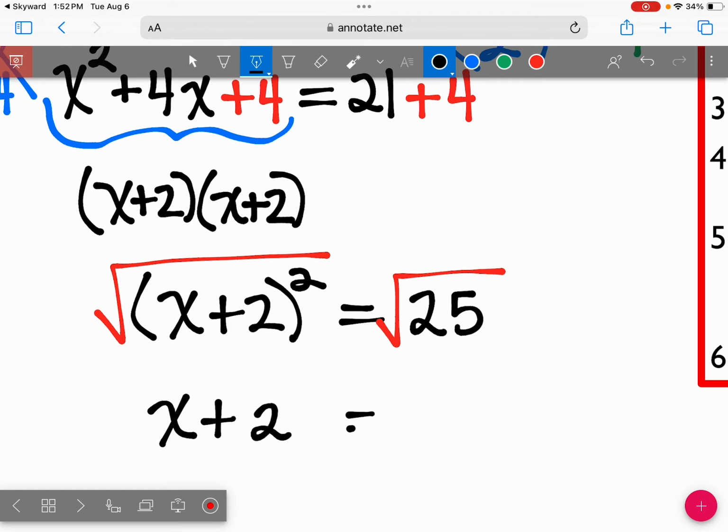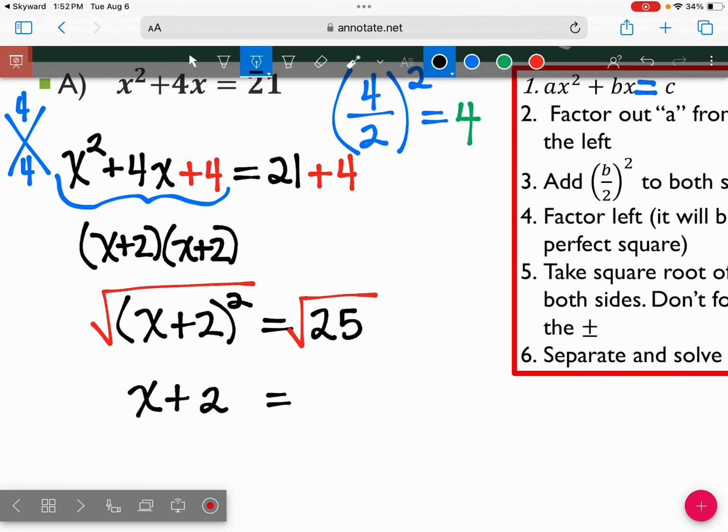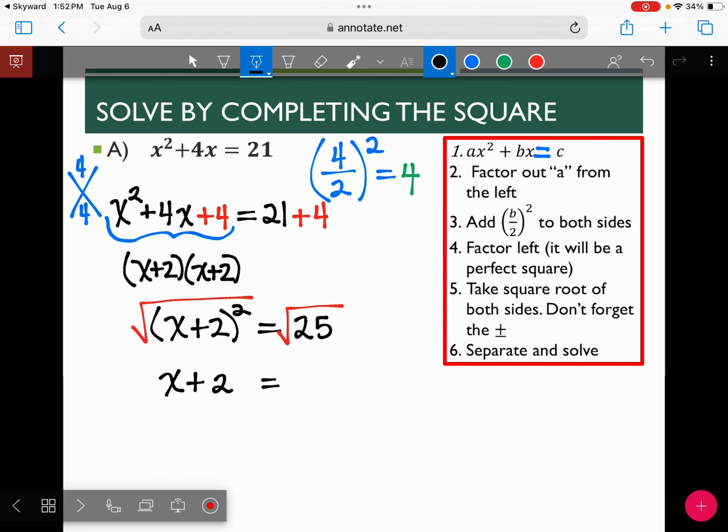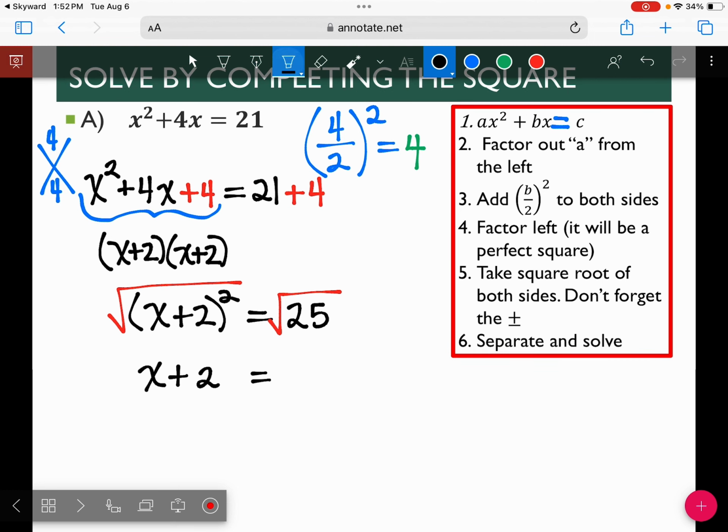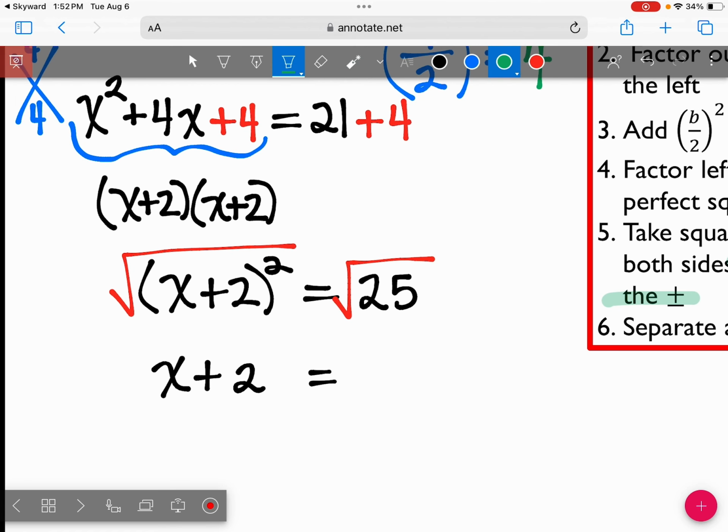Does anyone know what the square root of 25 is? 5. Now, don't forget, though, and that's why I put it here, don't forget the plus minus. So the square root of 25 is actually equal to plus and minus 5.